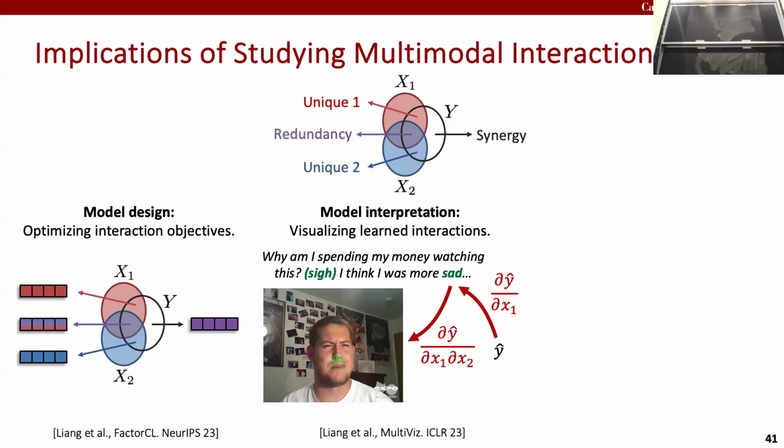The second-order approach tells you which interactions were used by the model to make that prediction. Here we're starting with the words "sad" and "sigh" interacting with the lip movement going down as the person was saying those words. As we have more and more multimodal systems, there are possibilities to build systems that can visualize and explain specific multimodal workings of these systems, which is an active area, something that I work on as well.